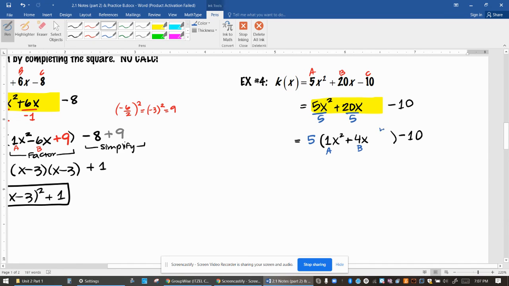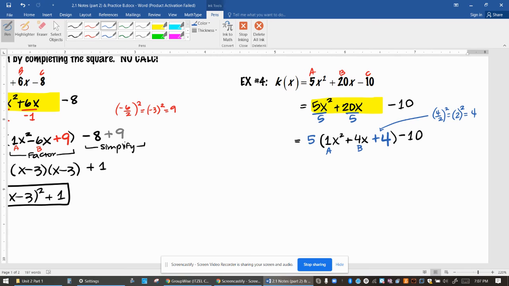Okay, so how do we fill in this number? Half of b, so this is my new b, which is 4. So half of b and square it. So half of 4 is 2, and 2 times 2 is 4. Now, it looks like I added 4. So how do you off-balance adding 4? Subtract 4.